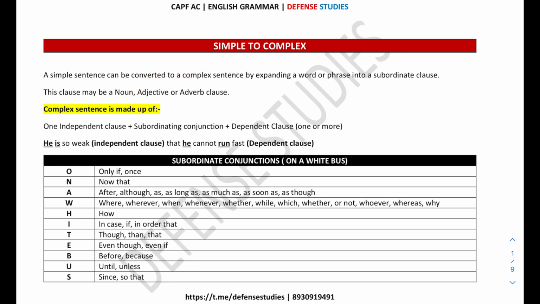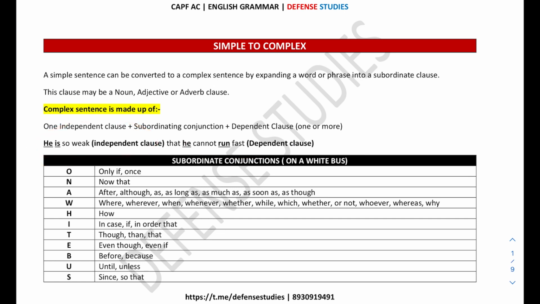Now a complex sentence is made up of these things: in a complex sentence you will find an independent clause, a subordinate conjunction in between, and then a dependent clause. Take an example of a complex sentence. The first clause is an independent clause, in between is a subordinate conjunction, and after that is a dependent clause. The dependent clause is the second idea, and the independent clause is the main idea.